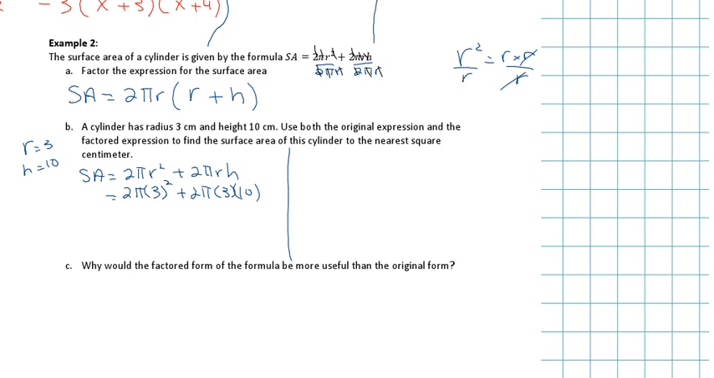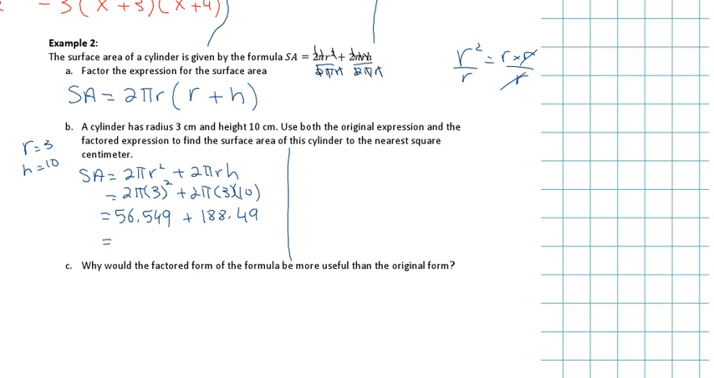Pi is 3.14, but this is like the short version of it. 3.1415. That would be 245.04. Okay. And that would be centimeters squared because the surface area is in square units.